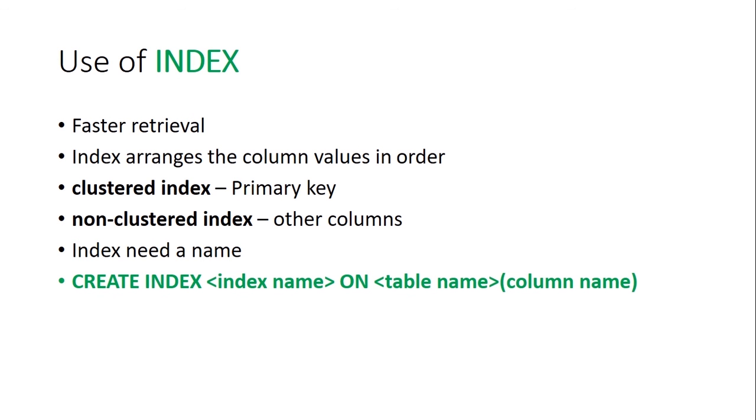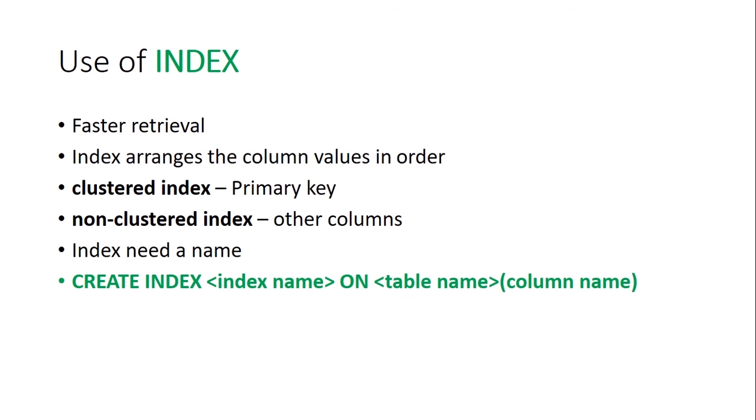So let's talk about indexes. This index is same as like a book's index. It helps us retrieve data faster. Index arranges column values in order, so that is why it is fast. There are two types of indexes, clustered index and non-clustered index. Clustered index is primary key. When we create a table and add the primary key, the column automatically becomes the clustered index. So we can make other columns also an index. When that happens, those columns are called non-clustered indexes.